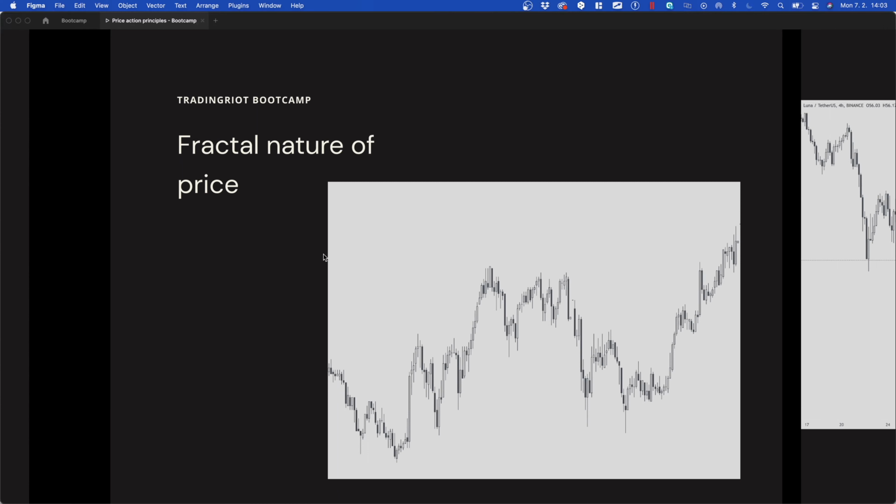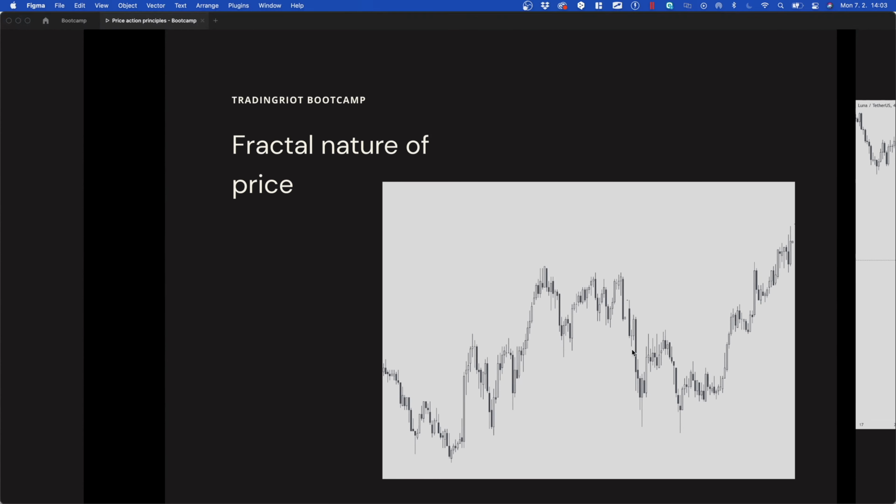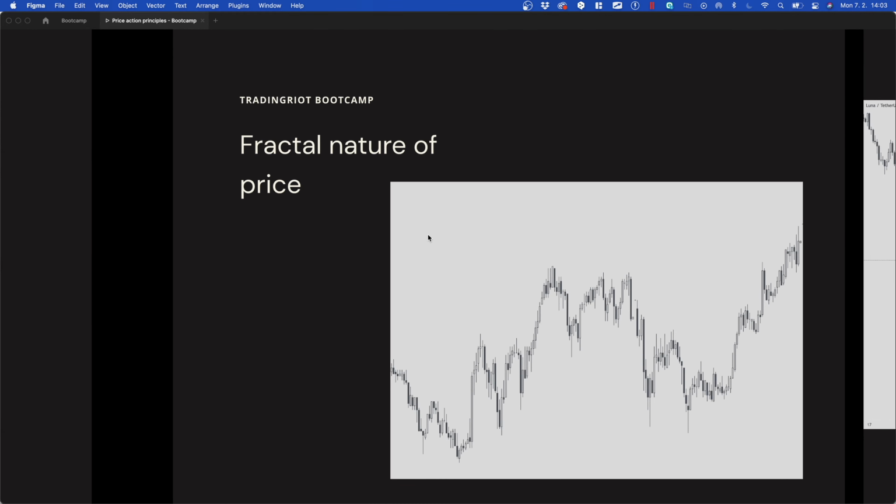The fractal nature of price. If you take a look at this chart right here, you won't be able to tell which time frame this is. And this is actually quite an interesting thing. If you are curious, these are the Nikkei futures on a 5-minute chart. Some of you might have noticed these gaps, which show that markets were closed for a bit.